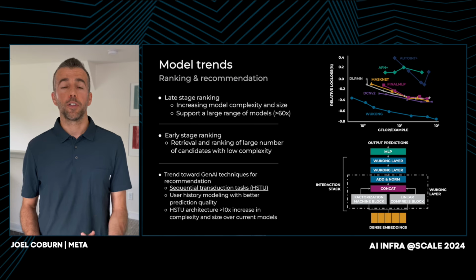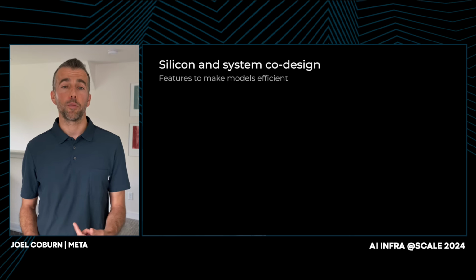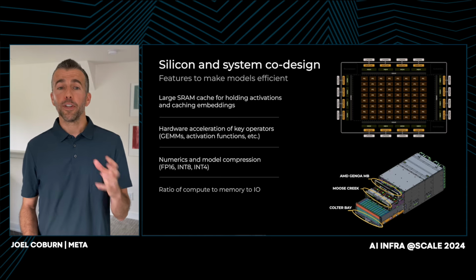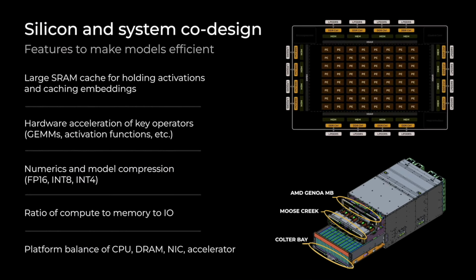Now let's look at the silicon and the system and the choices we made to co-design it for our models. On the silicon side, one key choice was to build the chip with a very large SRAM cache for holding activations and caching embeddings. This makes our models much more efficient. It also was a key decision because it allowed us to pick LPDDR for off-chip DRAM as opposed to HBM, which many accelerators have today. And it turns out we don't need it here because we don't need as much off-chip memory bandwidth.